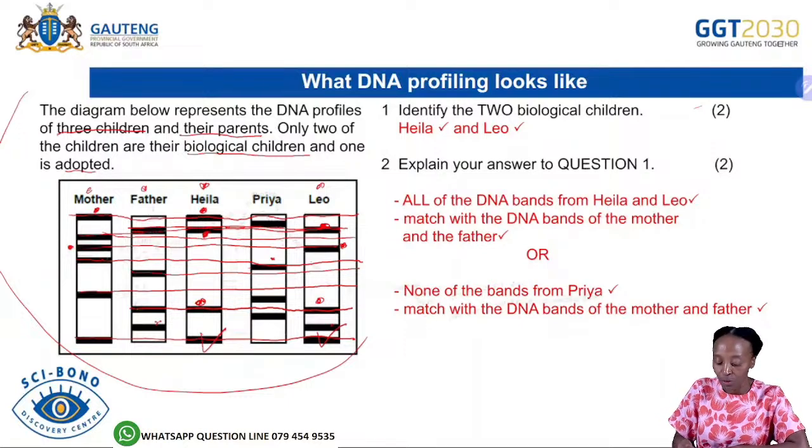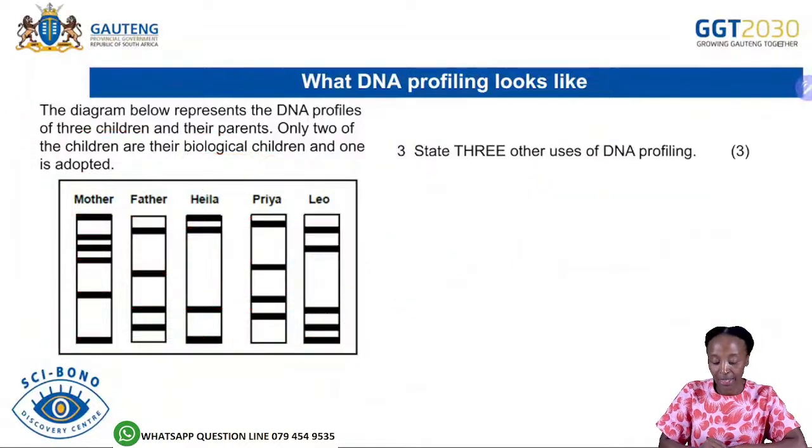So none of the bands from Priya match with the DNA bands of the mother and the father. So this is how you respond. You cannot just say the bands in Hela match the ones that are found in the mother. You either say all of them or you say most of them, depending on the number of bands that match when you respond. And in your answer, you must include mother and father, or you say the parents. That is also important. That is how the marks were allocated.